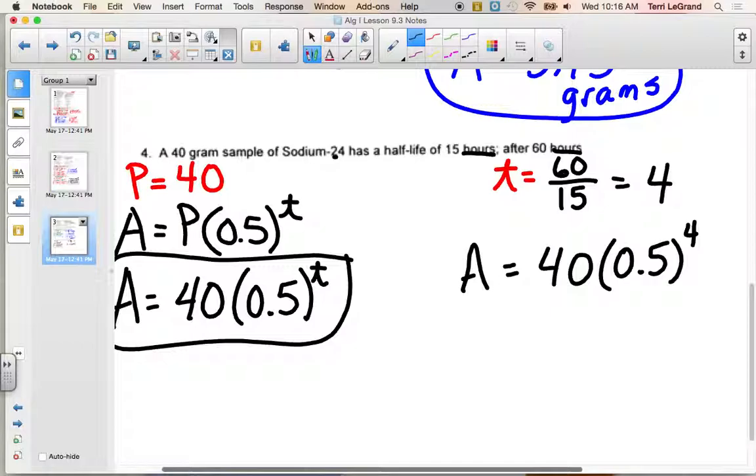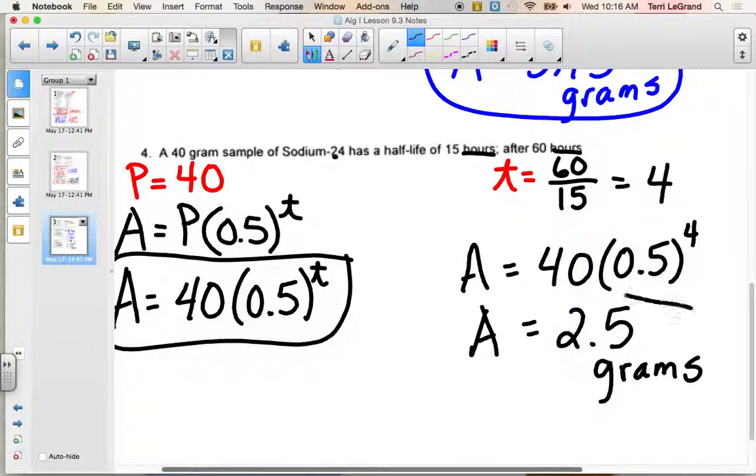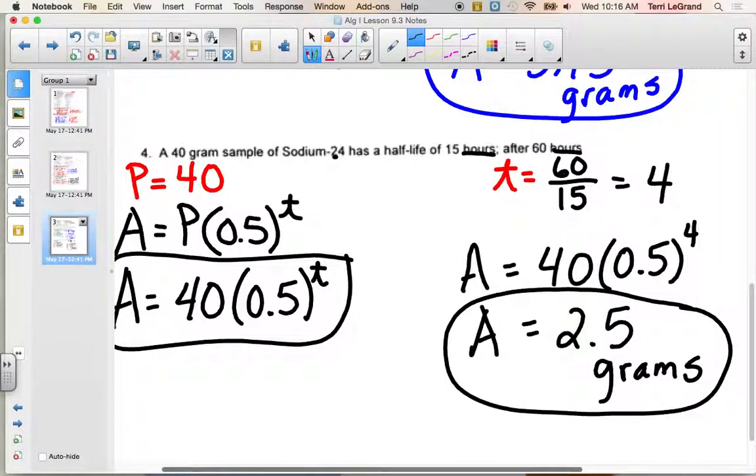And this time, how much do we have left of our sodium 24? 2.5. How was this measured? In grams. Okay. This one has a pretty big half-life. Makes sense that it would be down pretty low, doesn't it?